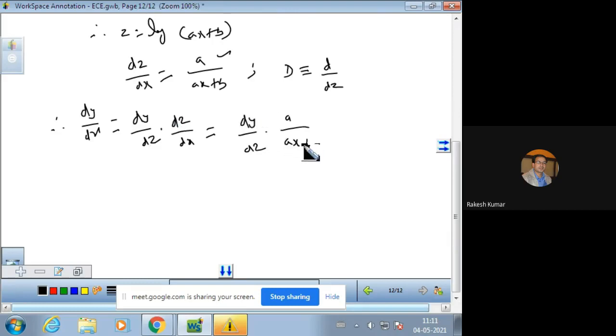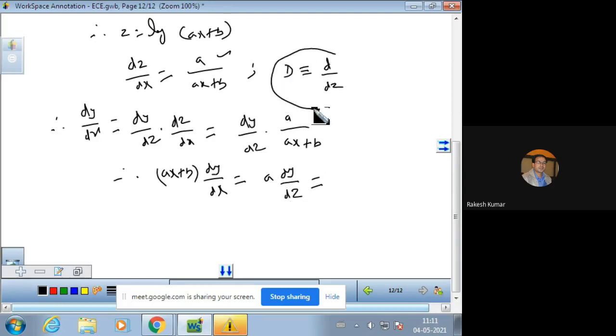So substitute the value ax plus b. Therefore, after cross multiplication, you will have ax plus b into dy by dx, that is equal to a dy by dz. And you know that capital D is used for d/dz. This is the differential operator. So you will use the value here, that is a D y. So the value of a first order derivative term will be equal to a D y.